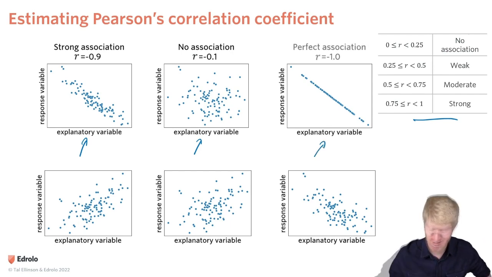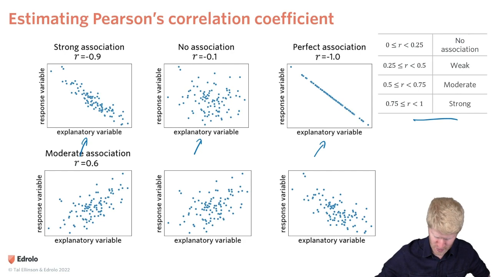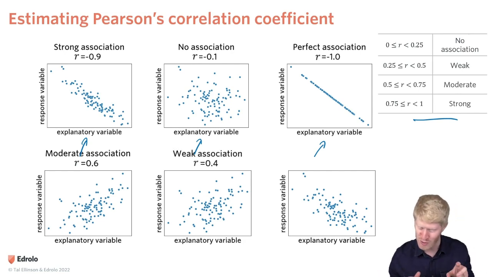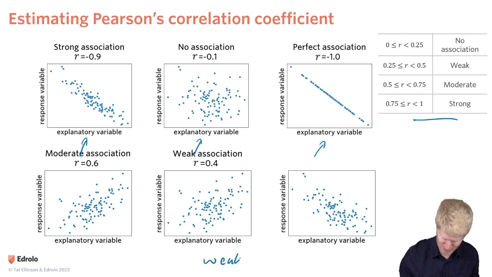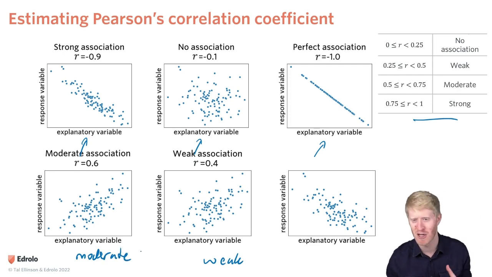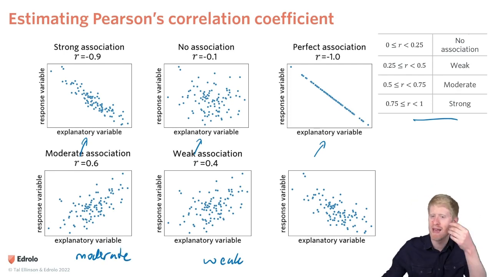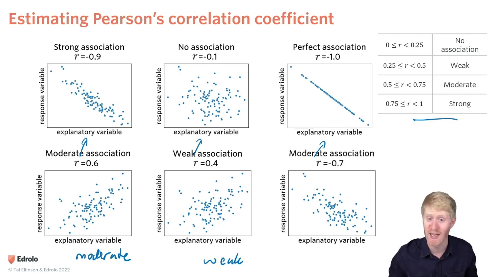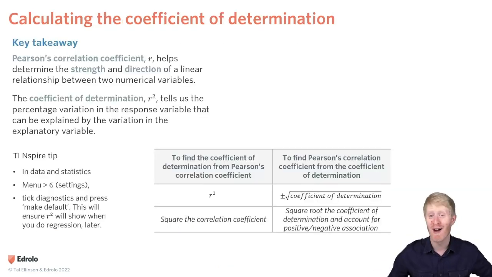Next one. Yeah, negative 1. What about the one after? Positive 0.6. Oh, next one's a bit weaker. 0.4. We're now on the edge of describing something as moderate or weak. This is weak, and this is moderate. Obviously, it's very hard to judge. You don't have to be an expert, but hopefully you're getting a little bit of a feel. Negative 0.7.